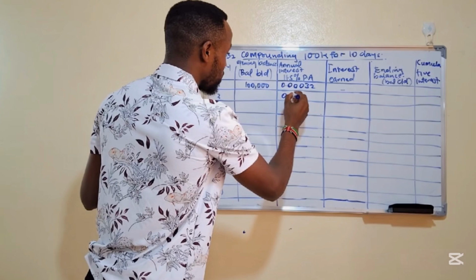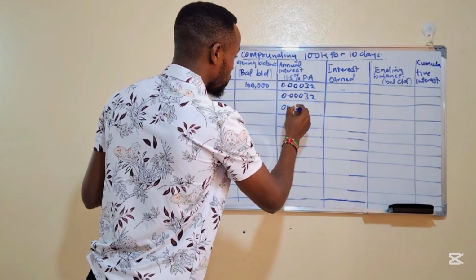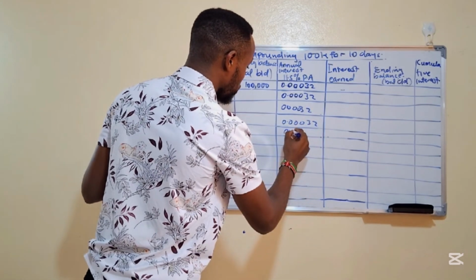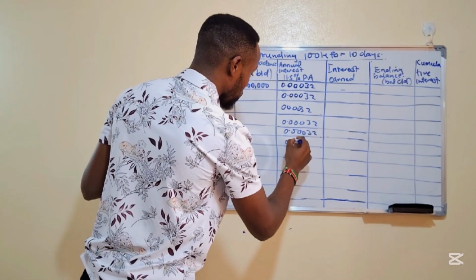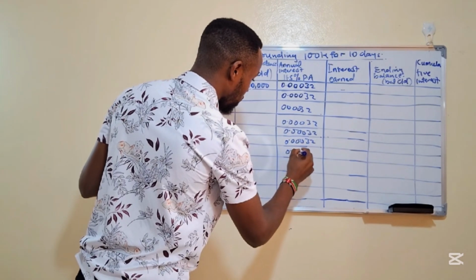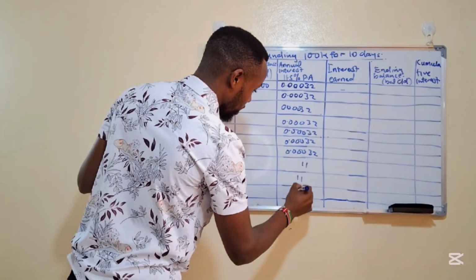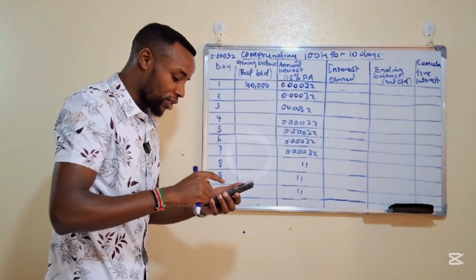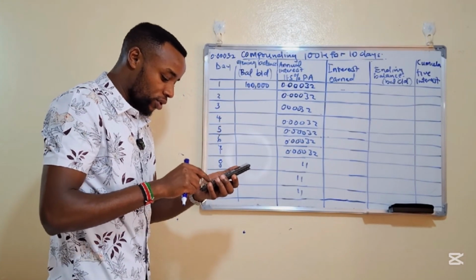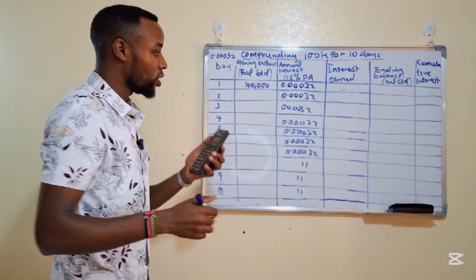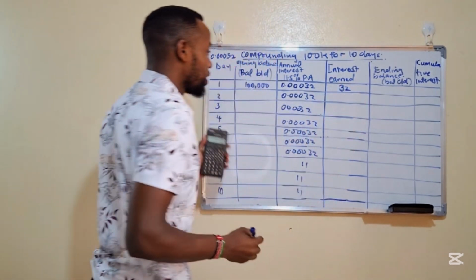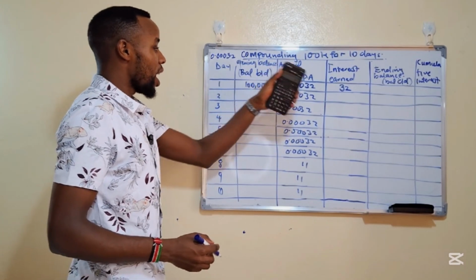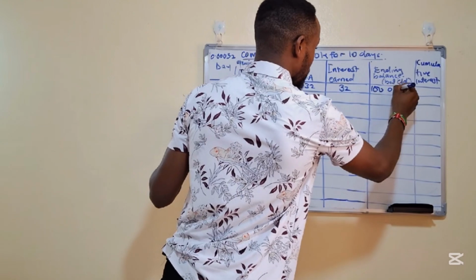So we are going to multiply 0.00032, and yeah, it's not a must I write all of the digits. You get what we are doing. Now multiply 100,000 by 0.00032, you get what we call, now this is 32. So interest earned on day one is 32 shillings from 100,000. Now add this to 100,000, so you get 100,032.